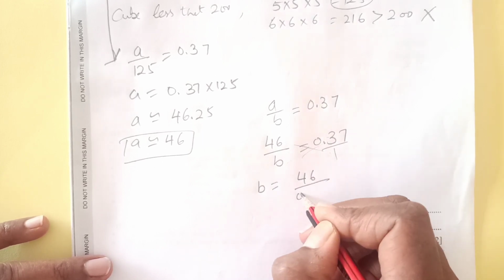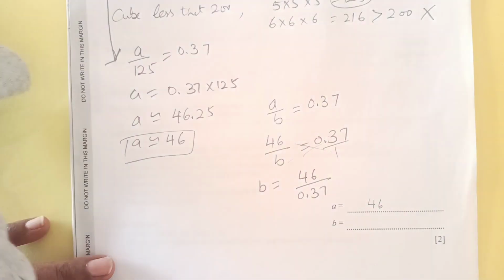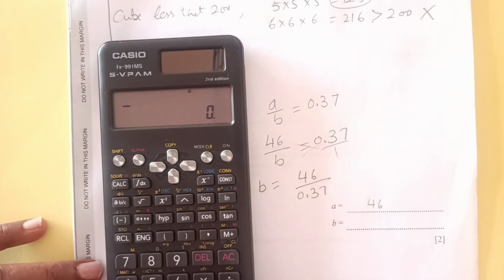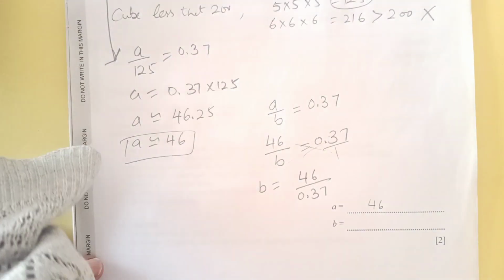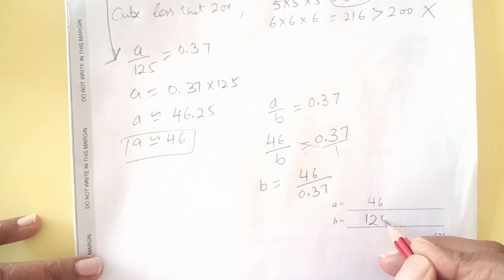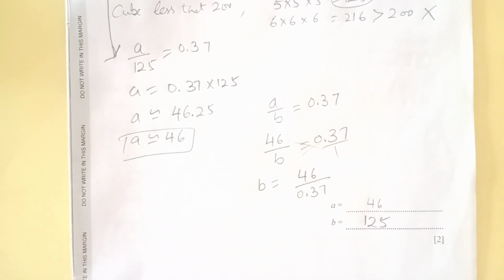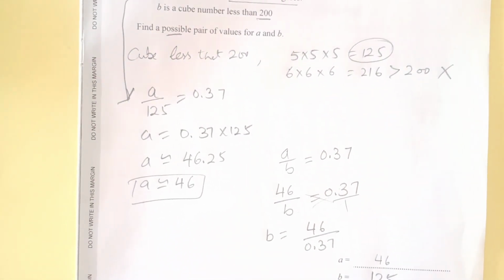So 4.4 I'm going to measure from here. 46 over 0.37. 46 divided by 0.37 comes out to be 124. Approximately we can say 125. So that's the final answer for this one.